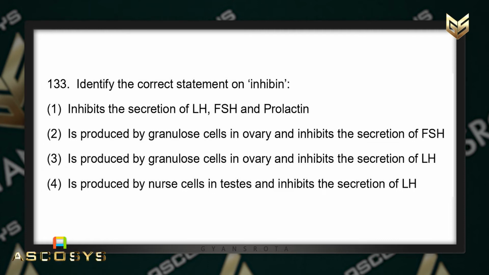Statement number 2 is produced by the granulosa cells in ovary and it inhibits the secretion of follicle stimulating hormones. And statement number 3, it says that inhibin is produced by the granulosa cells in ovary and it inhibits the secretion of luteinizing hormones. And statement number 4 is it is produced by the Sertoli cells in testes and inhibits the secretion of luteinizing hormones.